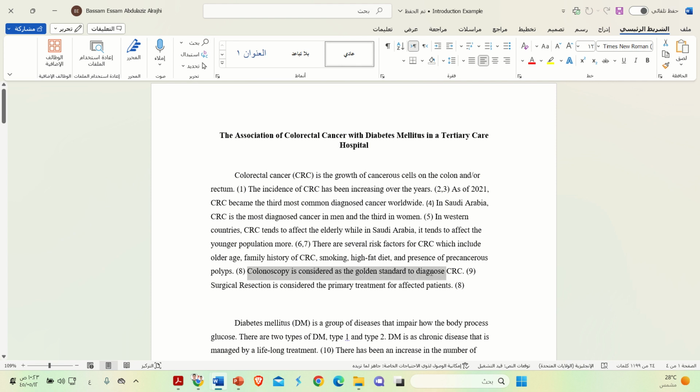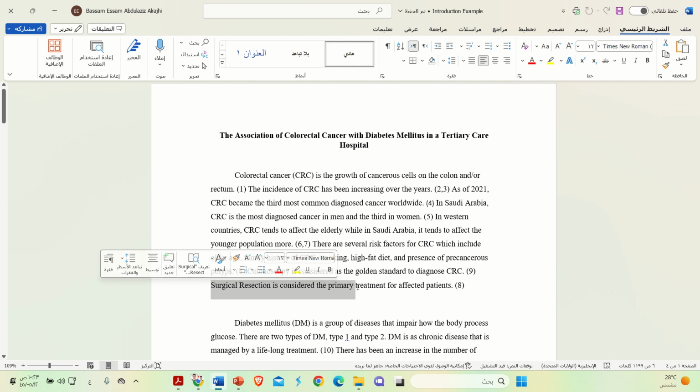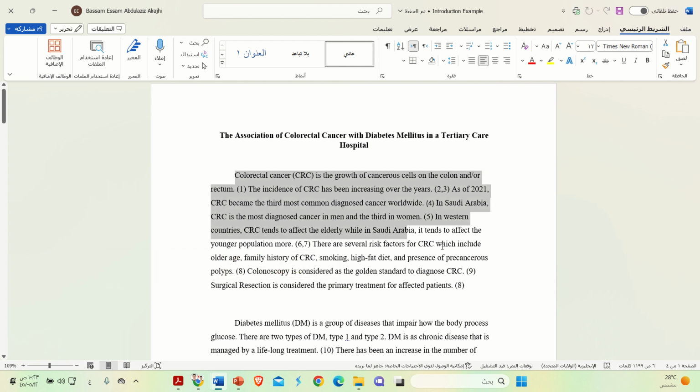Colonoscopy is considered the golden standard. Then you talk about the treatment. Surgical resection is considered the primary treatment. So you can see here that this entire paragraph can be summarized as colorectal cancer overview.